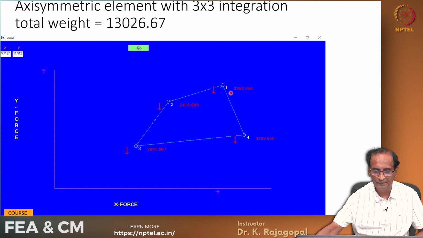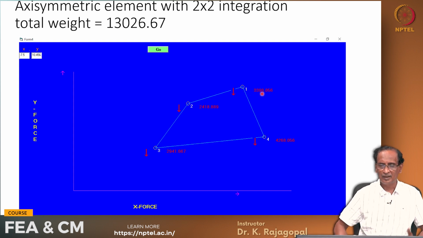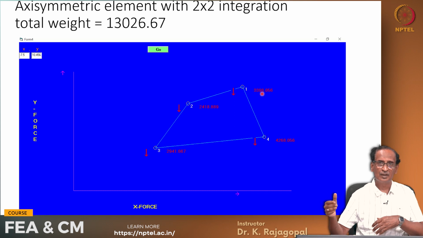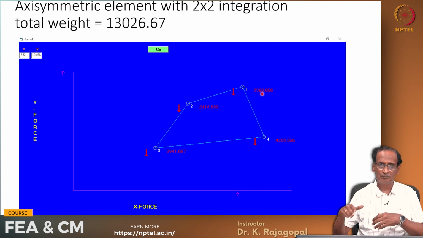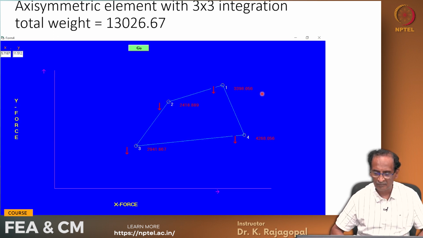Say at node 1 with the 3 by 3 integration it is 3398, and even with the 2-point integration it is the same 3398. So that means that with the 2-point integration itself we can get the accurate result, and if you use a higher order of integration you are only going to spend extra time, but you will not get any different result. I will show you this program a bit later.